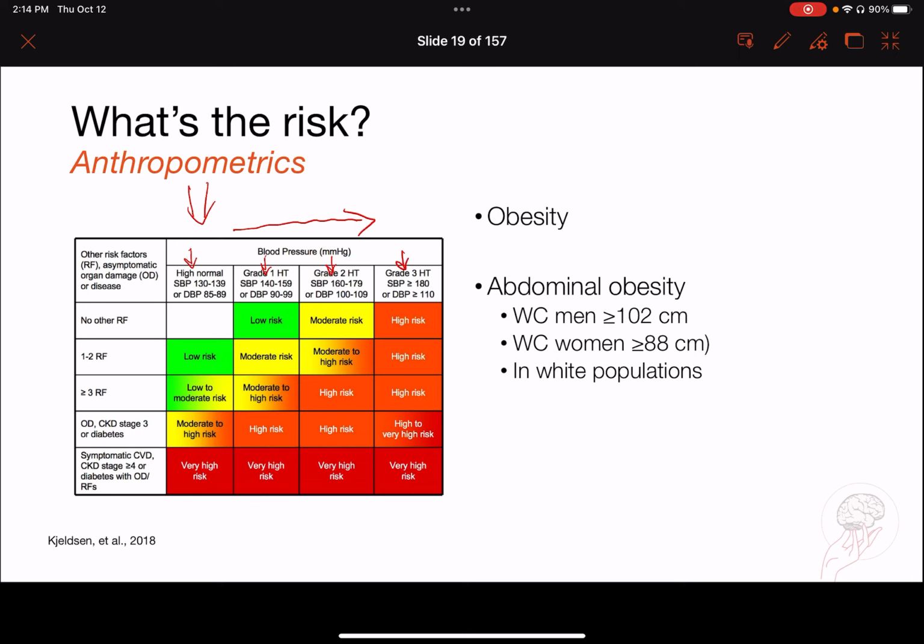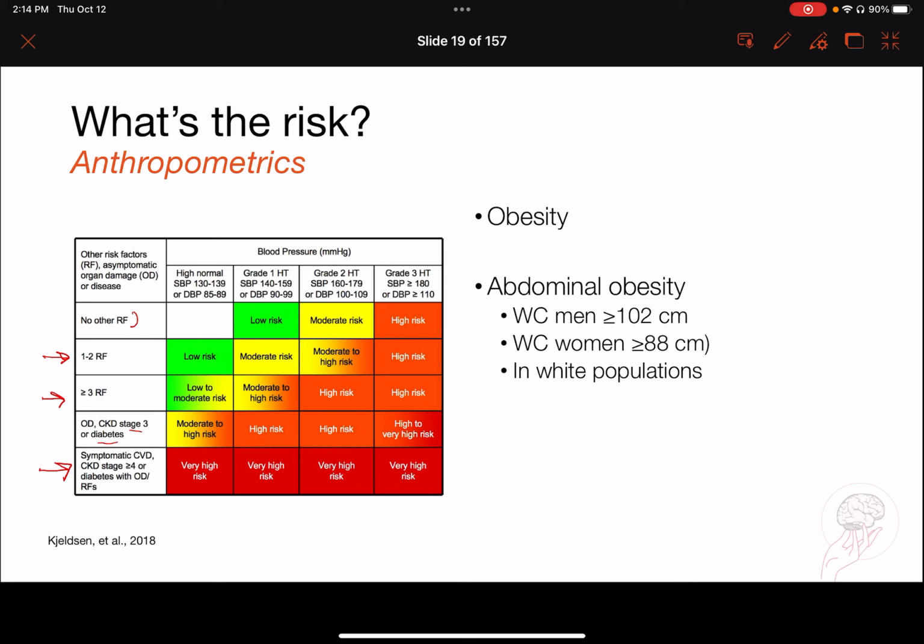And so we also have to take into consideration the other risk factors. So RF being risk factors, 1 to 2 risk factors, more than 3, chronic kidney disease, stage 3 diabetes, other diagnoses, symptomatic cardiovascular disease, stage 4 kidney disease, and so forth.